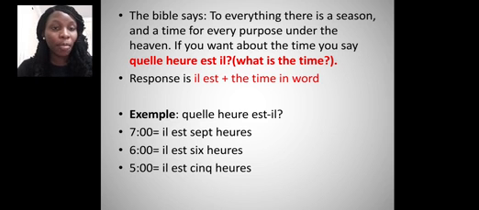Exemple, quelle heure est-il? And the first one there is 7, which is sept in French. Il est sept heures. It is 7 o'clock. Il est six heures. It is 6 o'clock.